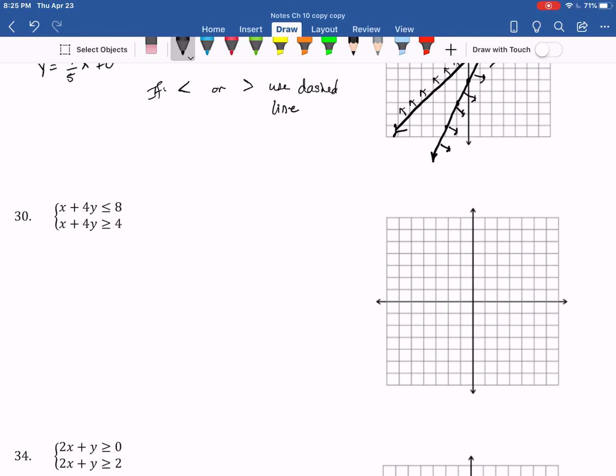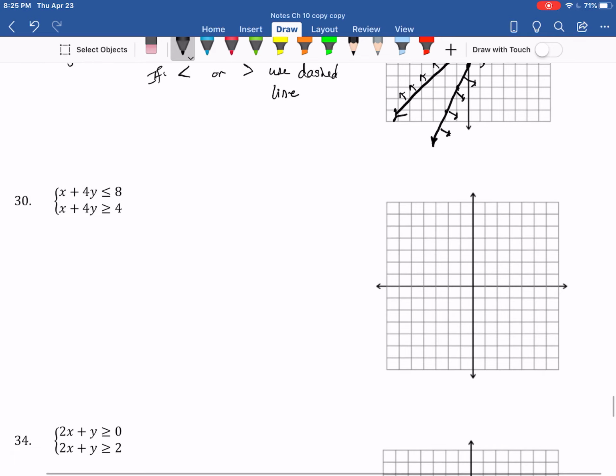This next system of inequalities are also going to be represented graphically with straight lines. They're both linear inequalities, and so I want each of them in the form y equals mx plus b, in order for me to get a good sketch drawing this by hand.